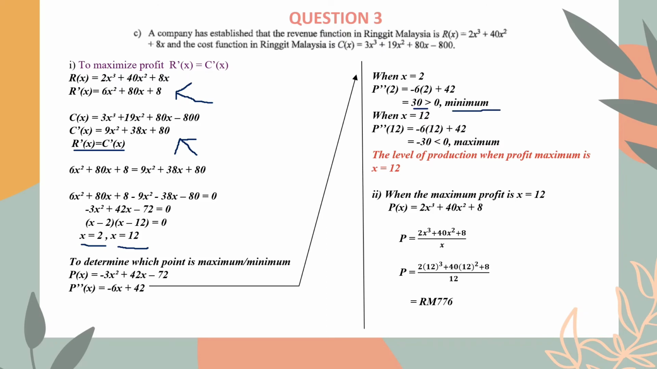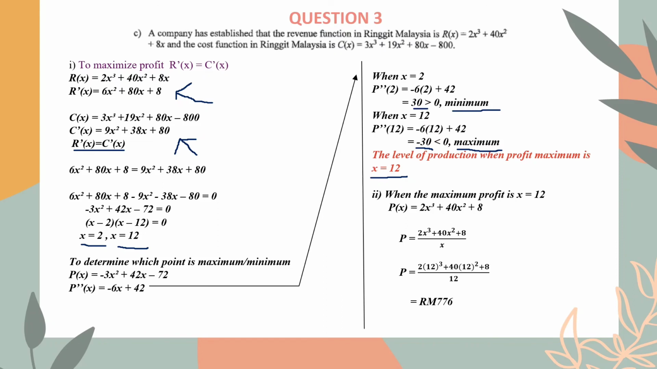When we substitute x = 12 into the second derivative of the profit function, which is −6x + 42, we will get −30. −30 is less than 0, which is the maximum point. Thus, the level of production at the maximum profit point is x = 12.